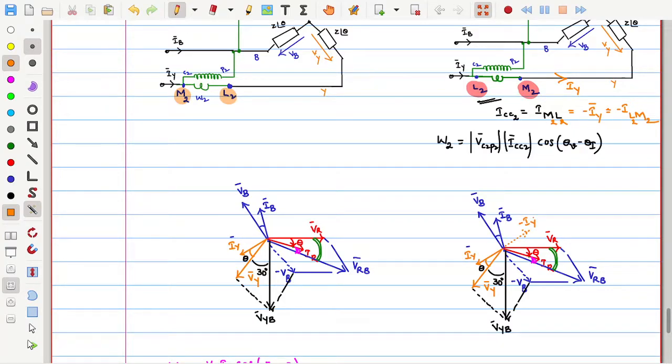Now, what angle I need? Angle between VYB and minus IY. Which angle we need is that? How much is that? Can you tell me? We need to carefully observe. One thing is that this entire thing is 90 degrees. Carefully see here which color I should take. So this entire thing, VR to VYB, is 90 degrees.